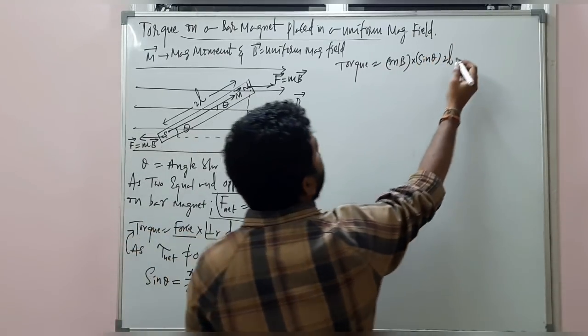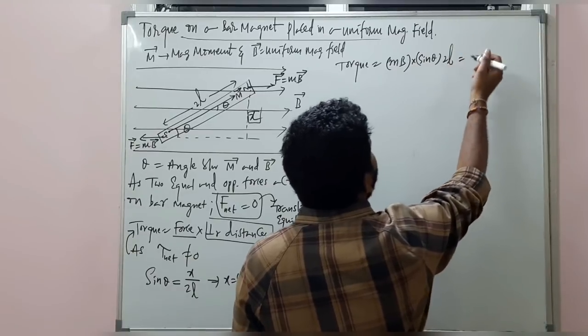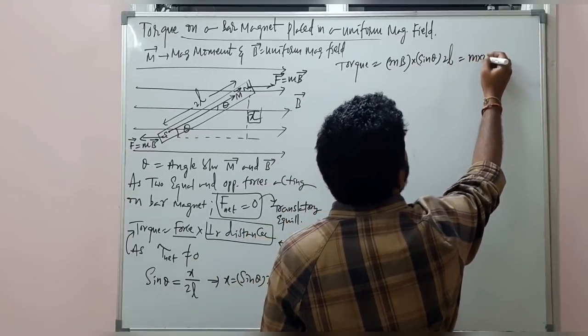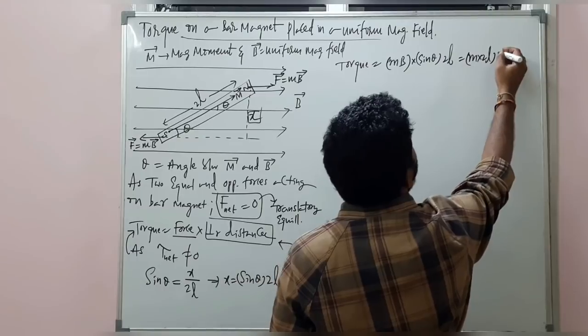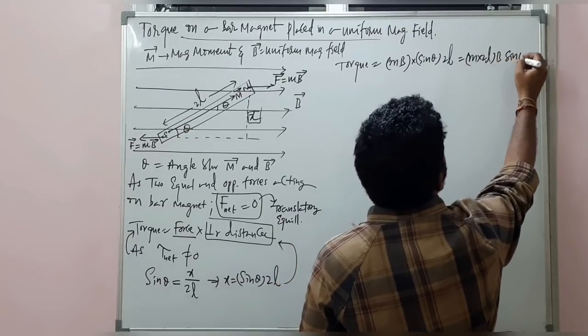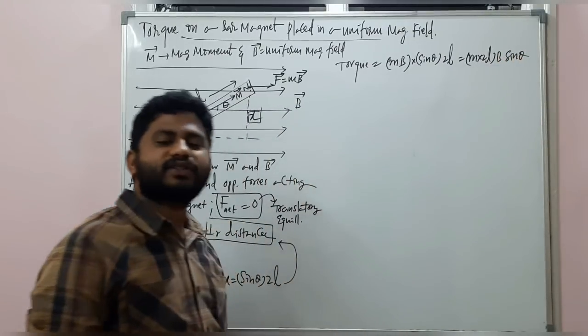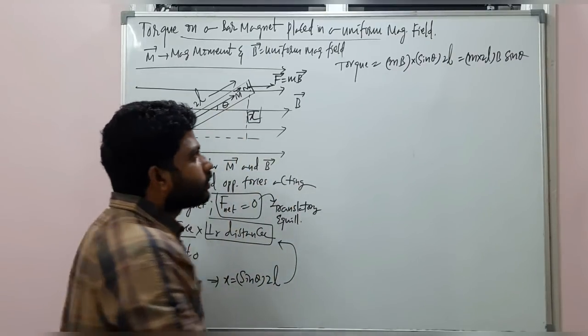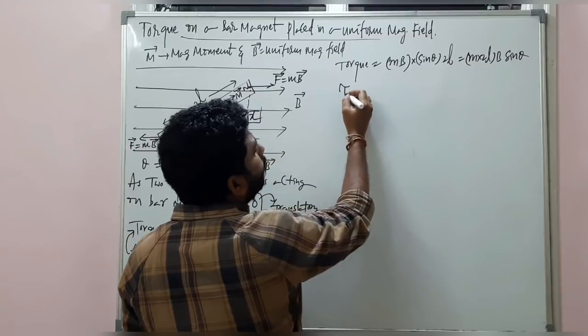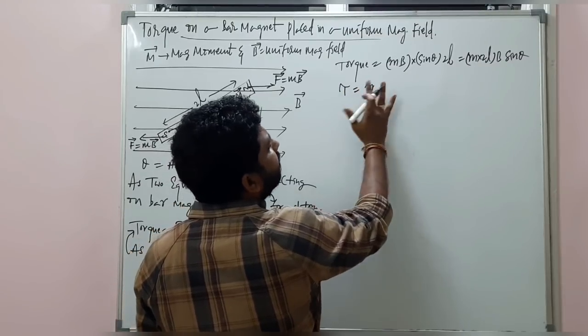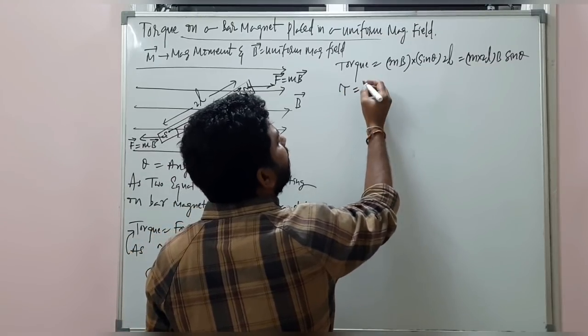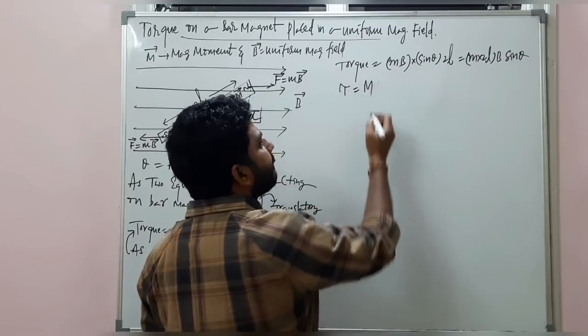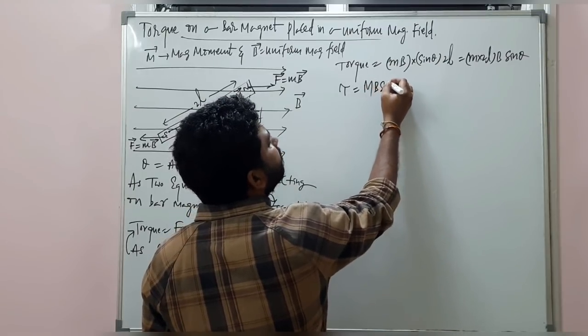Okay, and this you can also write it as how? m into 2L, right, into B into sine theta. What is that small m into 2L? Is it the magnetic moment magnitude? So torque tau is equal to magnetic moment, which can be written as a capital M into B into sine theta.